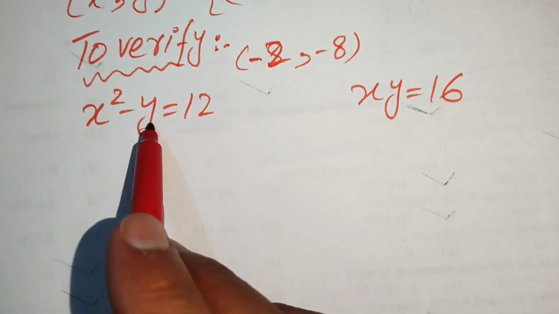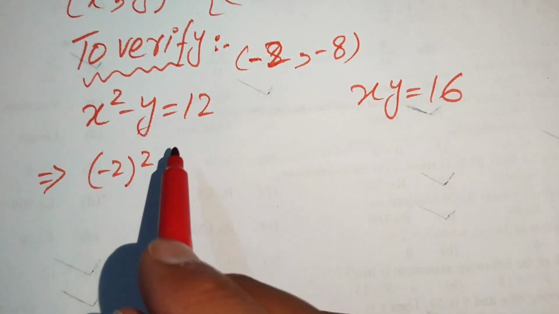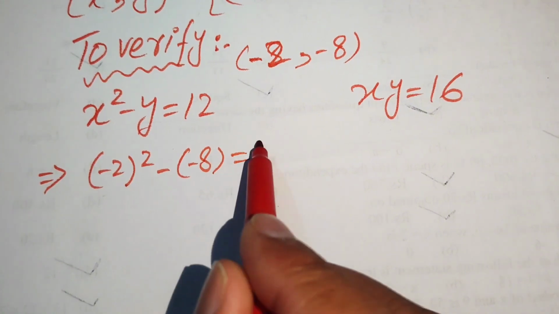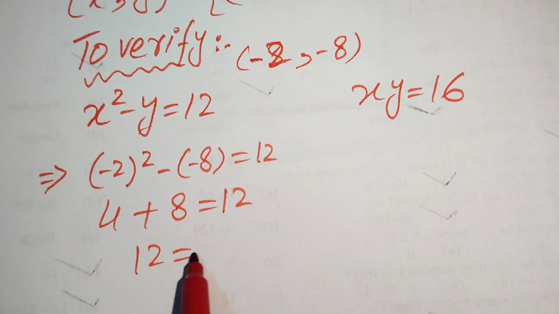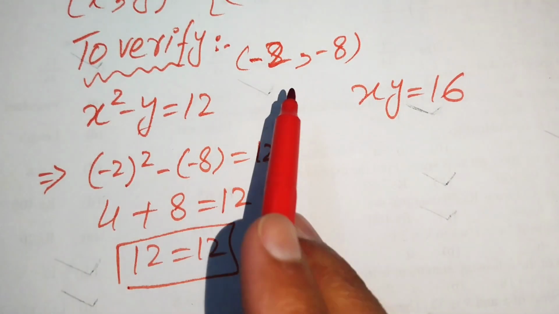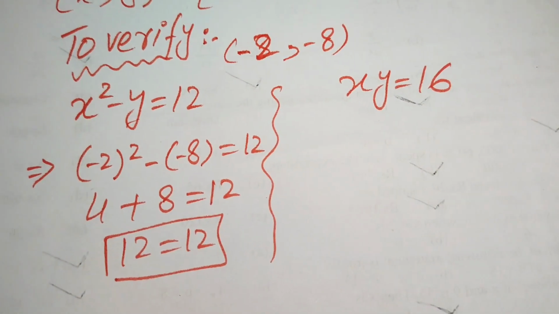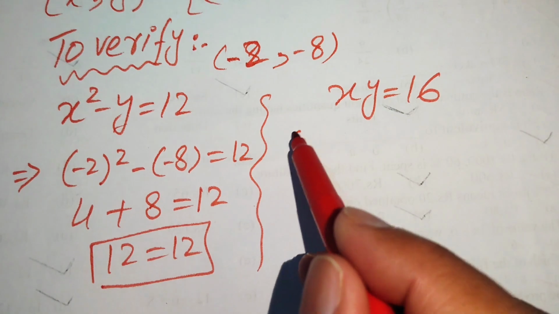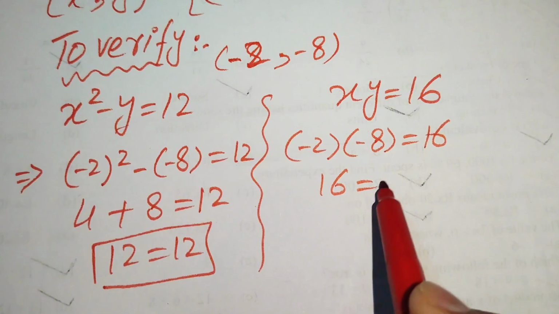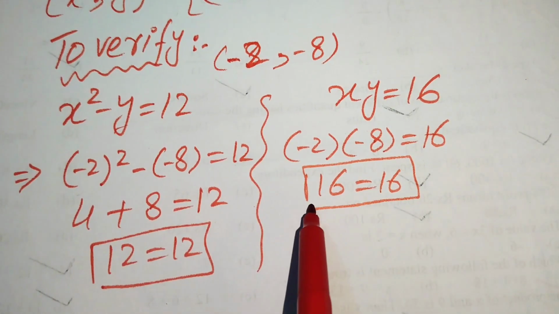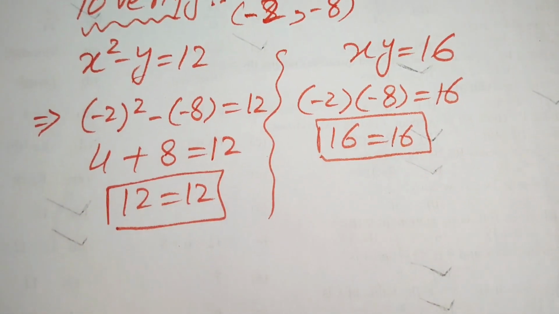Now we verify this solution. It means that we substitute these two values here. It is written as -2 square minus -8 equals 12, because here our x is -2 and y is -8. So this is 4 plus 8 equals 12, and 12 equals 12. This shows that the first solution satisfies the first equation, and now we check it in the second equation. So here when we substitute x is -2, y is -8, we get 16 equals 16. So the values of x and y again satisfy the second equation. So it means that the first solution satisfies our given equations.